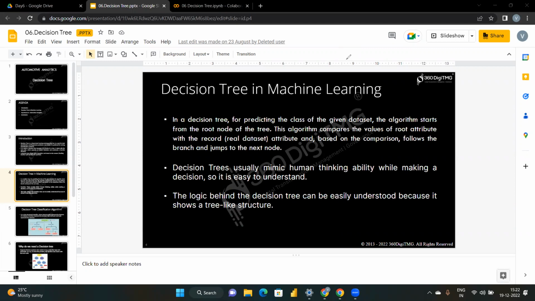So is this decision tree supervised or unsupervised, guys? It's supervised learning, we have known it. Okay, so what is the principle of this decision tree? A decision tree is a graphical representation of all possible solutions to a decision based on certain conditions.